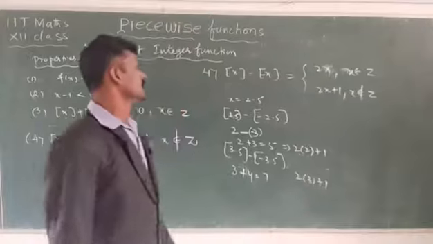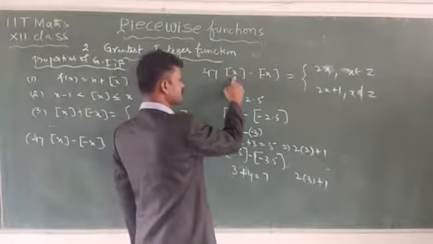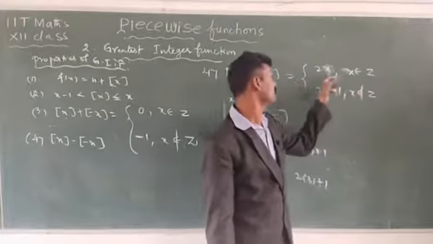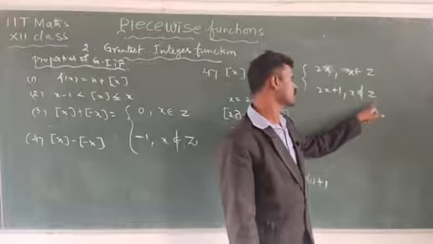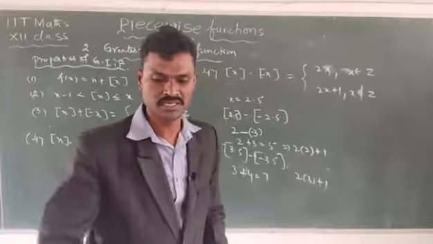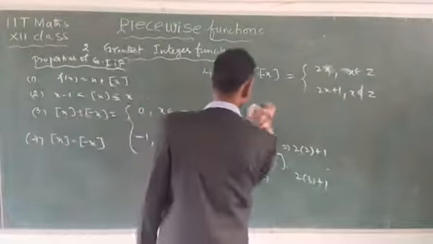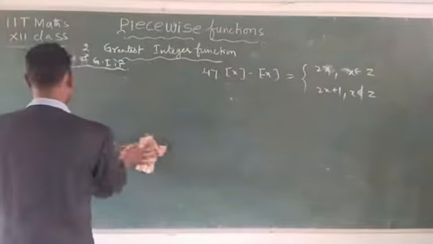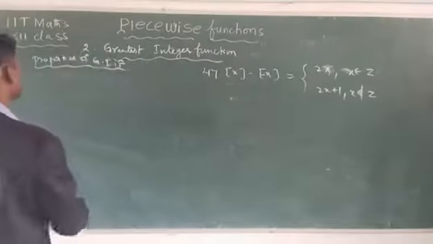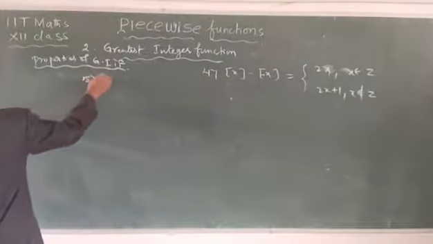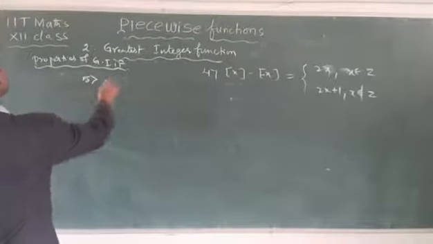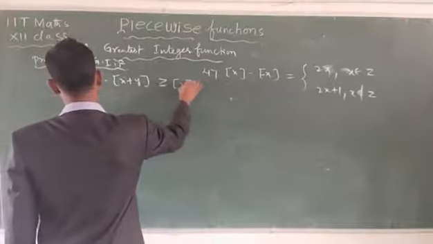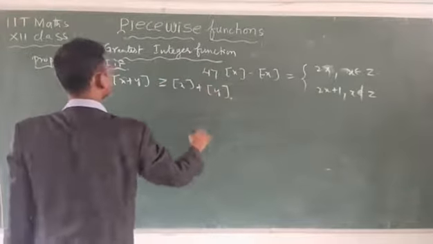Understand? Here step of x minus step of minus x: where x belongs to Z, its value is 2x; x does not belong to Z, its value is 2x plus 1. Understand? Now the fifth property. The fifth property is here: step of x plus y is greater than or equal to step x plus step y. Is this correct or not?